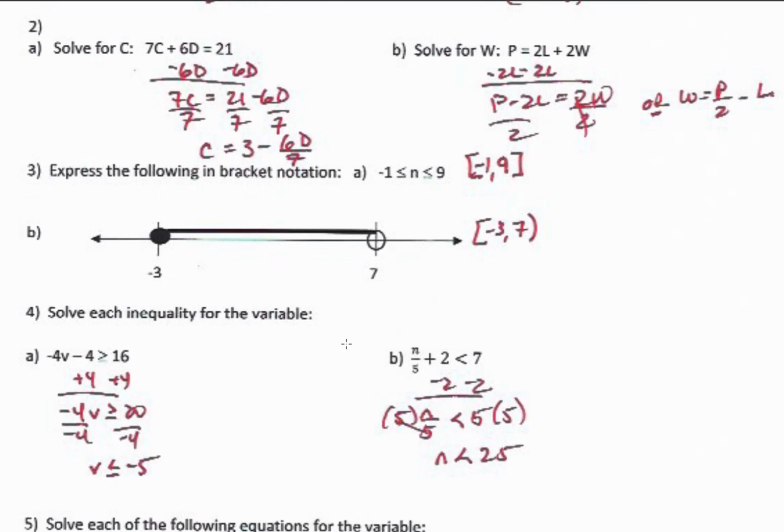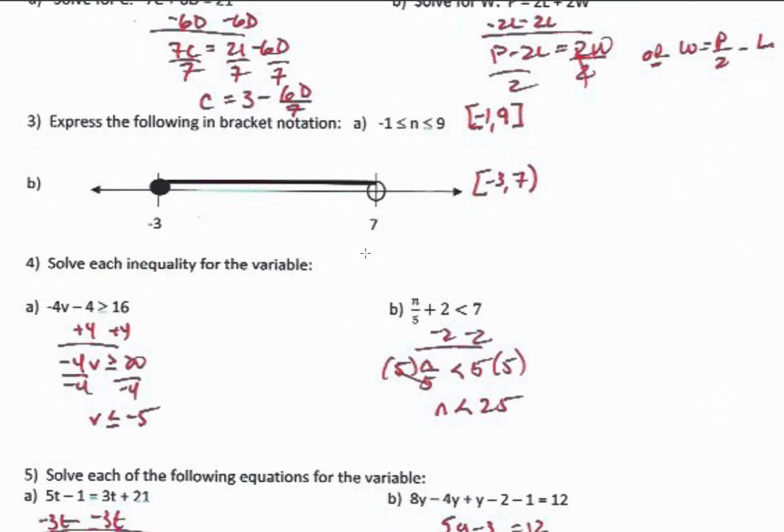Number 3, express the following in bracket notation. Well, you're allowed to equal on both of them, so there's a bracket on both of them. So it's negative 1 comma 9, both in brackets. However, in letter B, above the 7 is an open circle, so that has to be a parenthesis, and the filled in circle is a bracket. So that's negative 3 to 7.